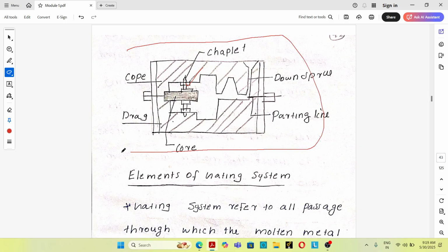So this is a sand casting mold. This is the core portion and this is the drag portion. This is the mold core, this is the mold cavity, this is the parting line and these are the chaplets.